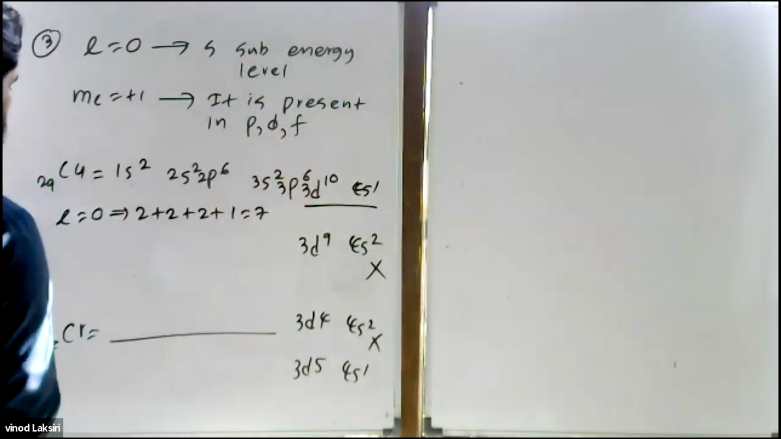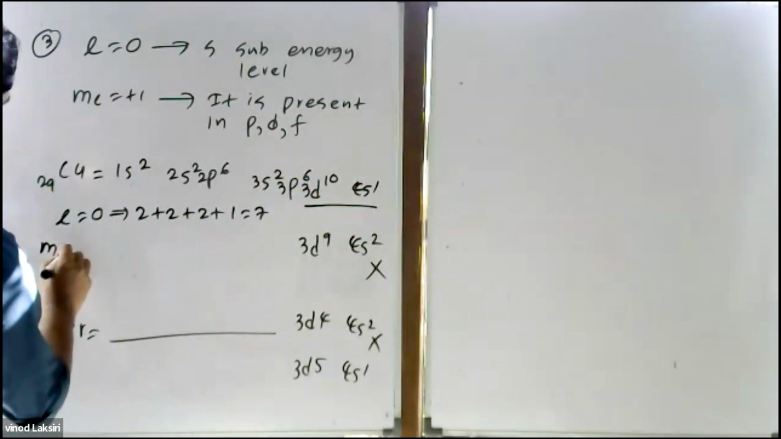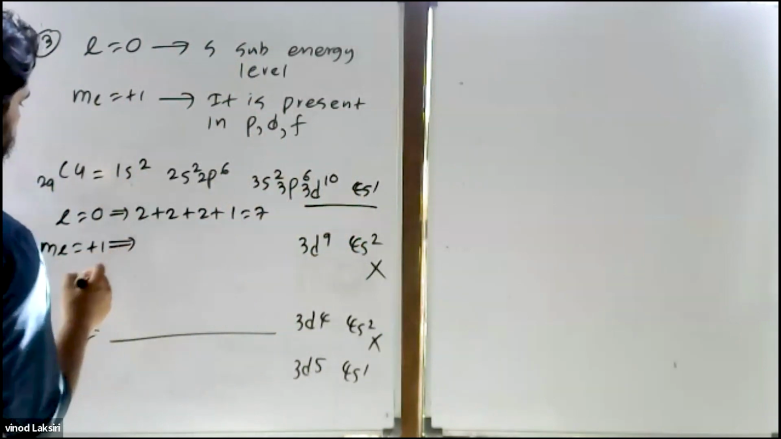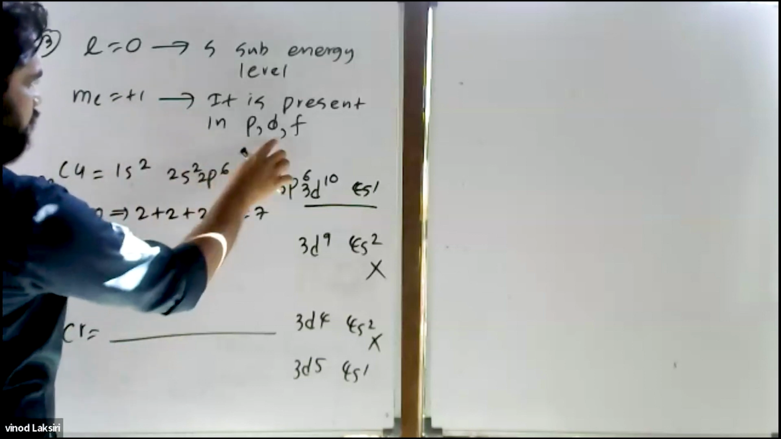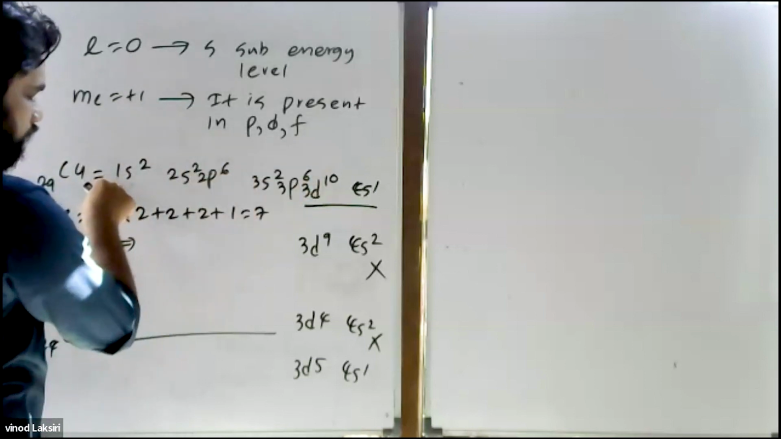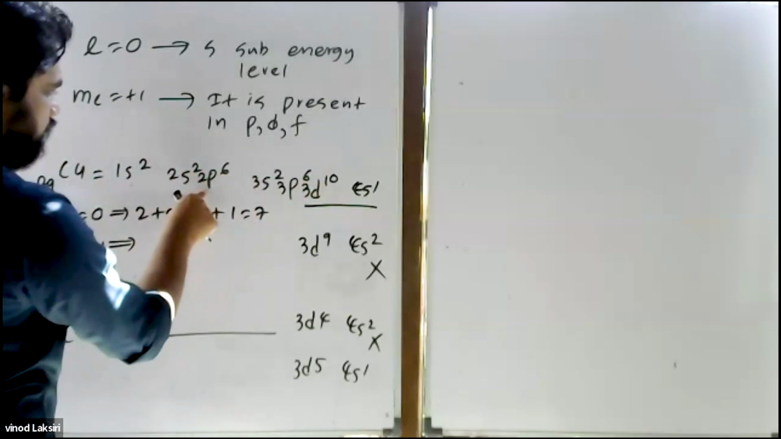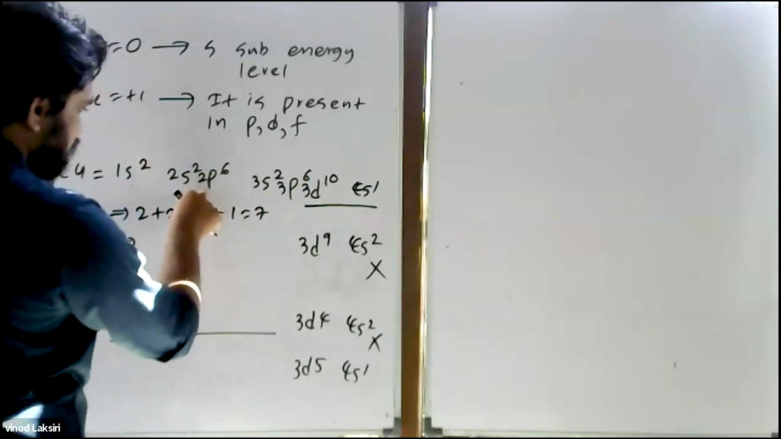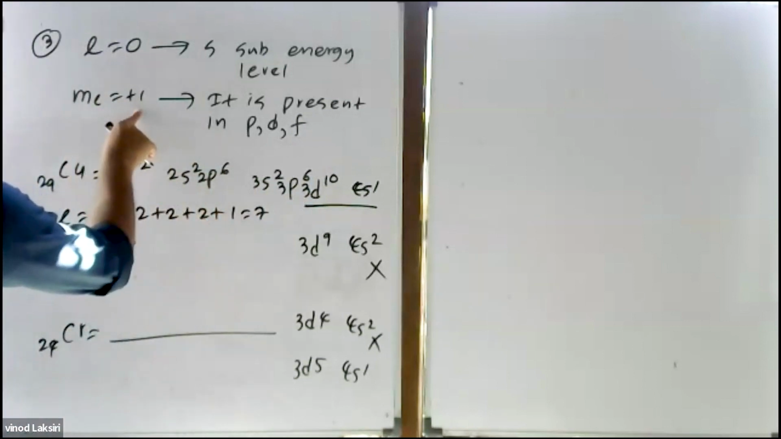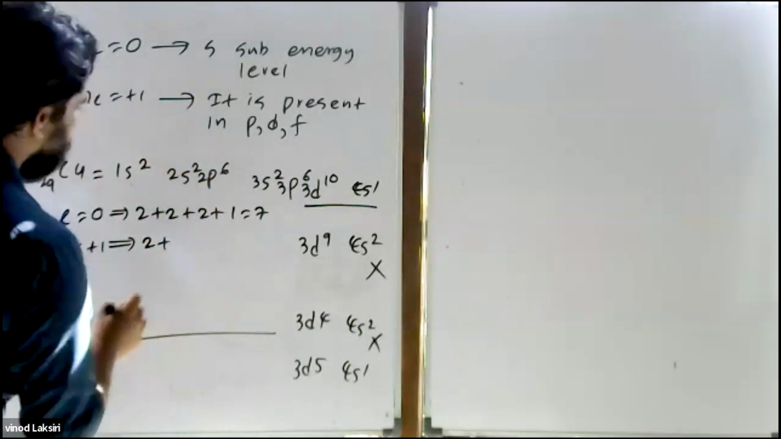6, 7. And ML equal plus 1 is present in PDF. So here no electron. 2p6, therefore how many electrons having Ml equal plus 1? 2 electrons.